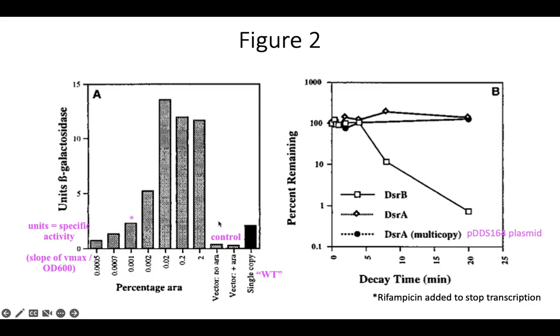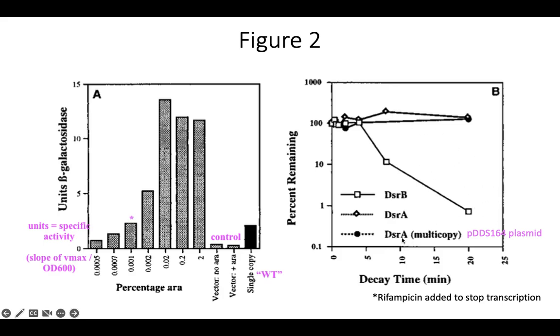They don't have DsrA. And over on the right, we're just looking at the decay time, trying to get to the half-life of some different RNAs. So if you look, our DsrA is very stable. This DsrB is less stable, but that's not too important.